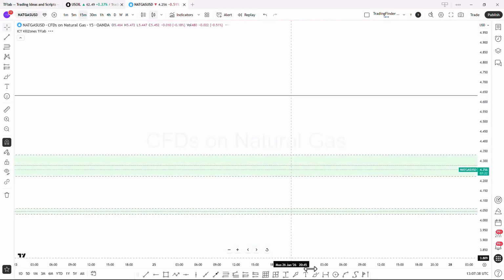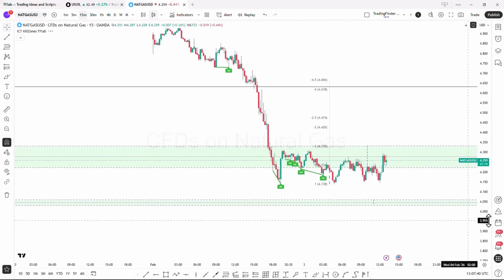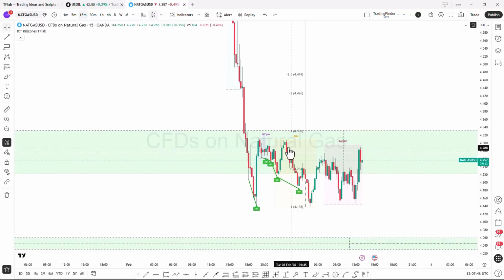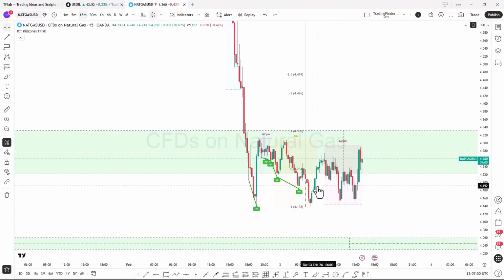On the 15-minute time frame, the NatGas USD symbol is in a consolidation phase. We can see that during the Asian session, the price had an accumulation move, and during the London session, there was a manipulation move within the Asian session, which continues as we move forward.